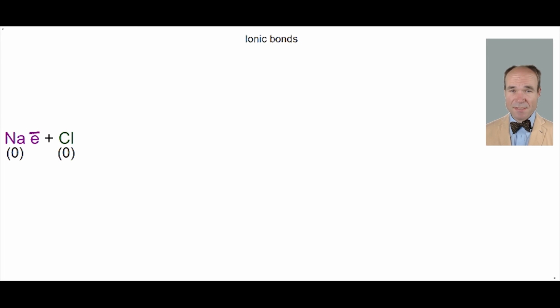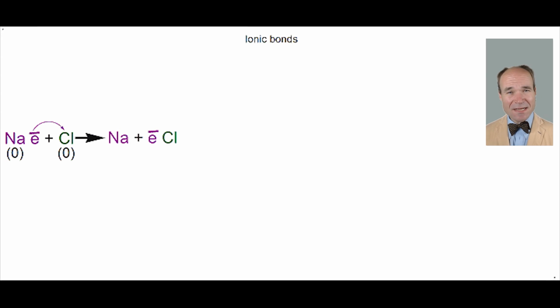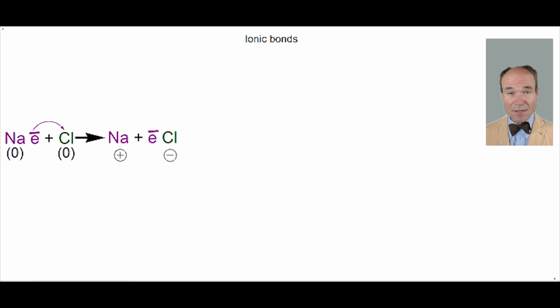Here we encounter sodium that would very much like to give away 1 electron. And we have 1 atom of chlorine that would very much like to gain 1 electron. They seem like a perfect match. And that is exactly what happens. Sodium loses the electron and gives it to chlorine. By doing so, sodium becomes 1+ and chlorine becomes 1-.